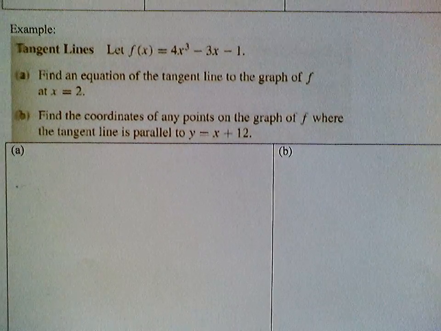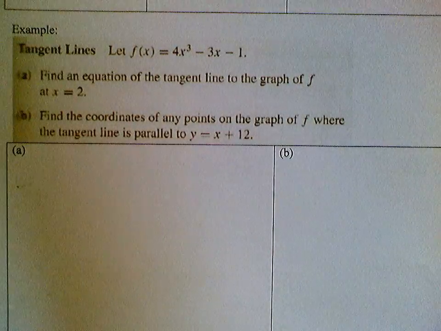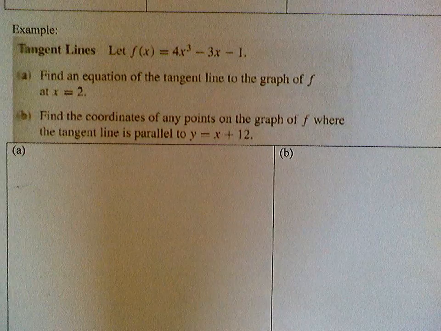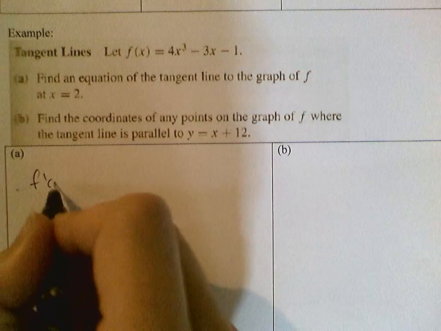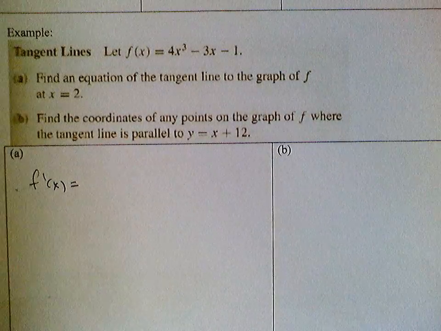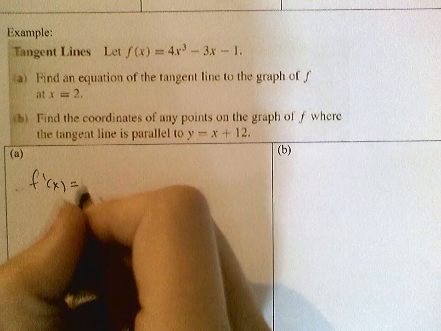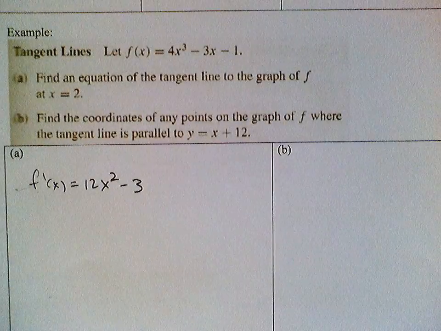All right. Well, what's another name for the slope of the tangent line? The derivative. So what I'm going to do is take f of x and find its derivative. So I go f prime of x. And remember, guys, you don't have to use those limit definitions anymore. We have the power rule. So the derivative is 12x squared minus 3.